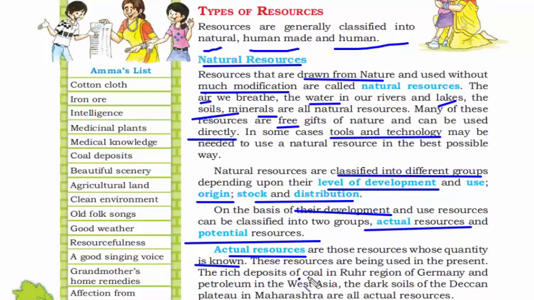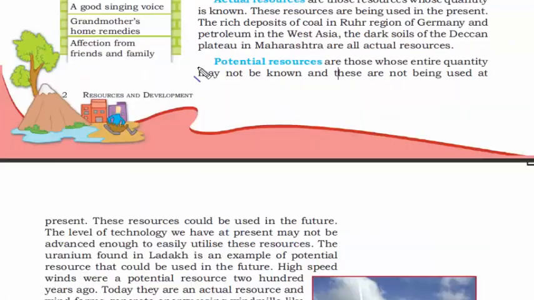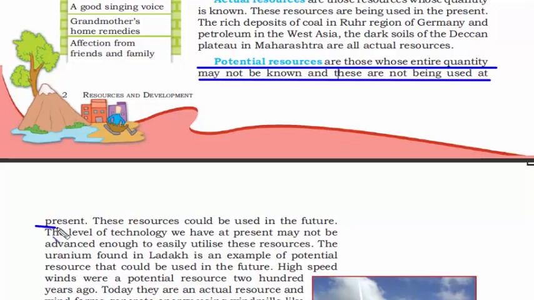Some of the examples are coal, petroleum, dark soil. These are something that we know and we can figure out. And on the other hand, potential resources are those whose entire quantity may not be known, and these are not being used at present. One of the reasons they are called potential resources is because we don't have the advanced technology to use a particular resource in its full-fledged manner. There are still a lot of things that need to be discovered, reused, but we just don't have the infrastructure at this point.